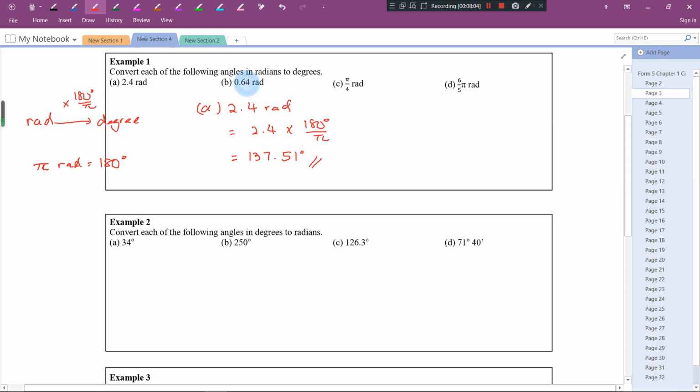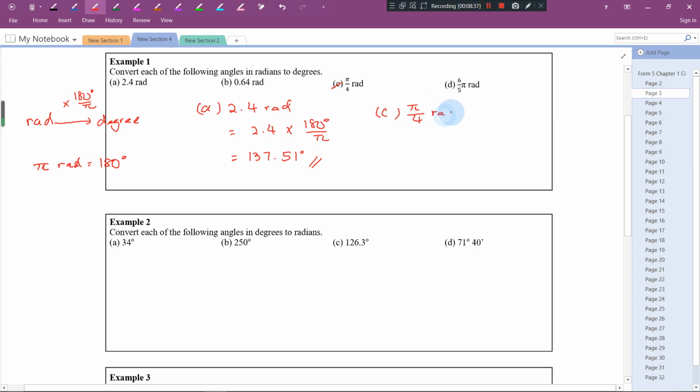Okay, so how about B? B, I think it should be no problem, you can try on your own. 0.64 times 180 over pi. Then you will be able to convert the radian to degree. So when you solve the questions in the chapter, you will always see a lot of angle given in this form, radian, and you have it in term of pi. Okay, now let me show you how to convert this C.